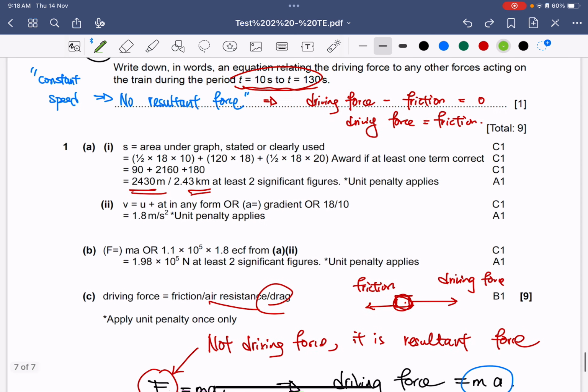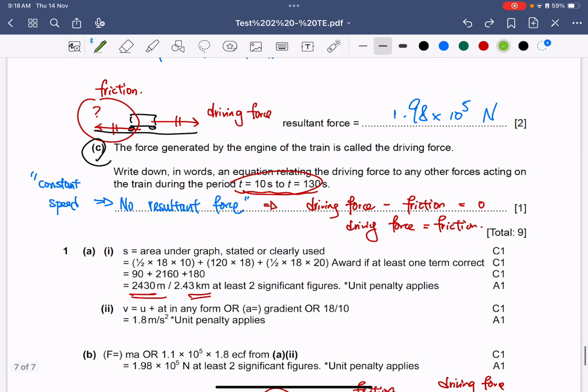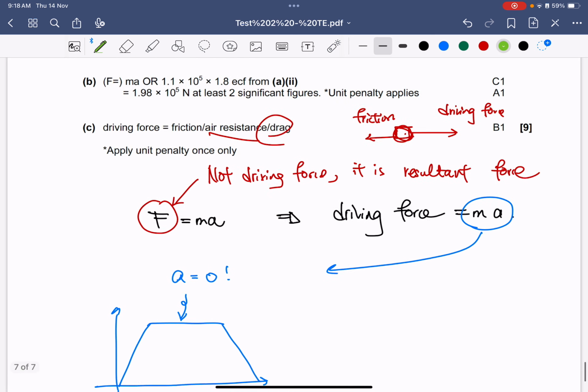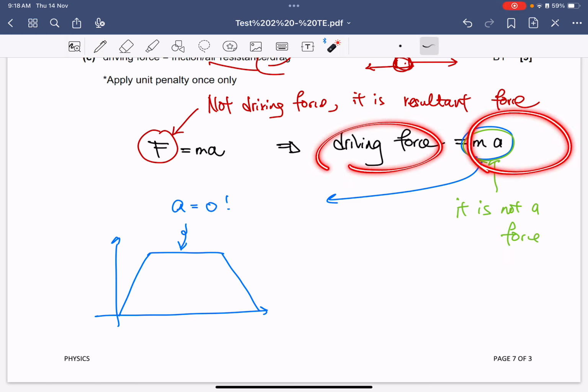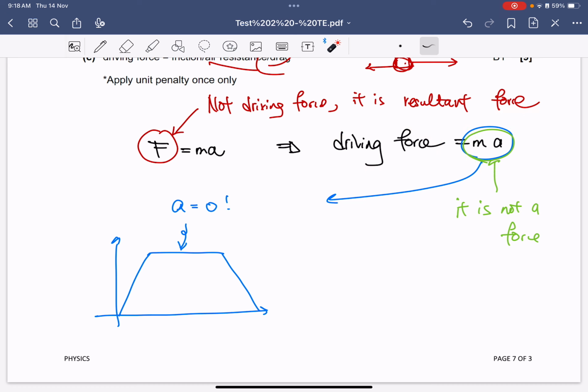Finally, there's also one more misconception, that is, read the question carefully. They need you to write an equation relating the driving force to any other force acting on the train. So ma is not a force. We expect you to put driving force equals to some force. So therefore, when you read the question carefully, you know that that can't be the answer.